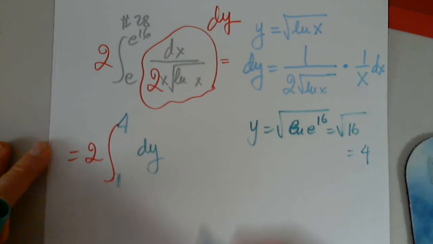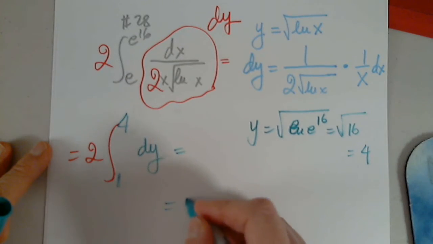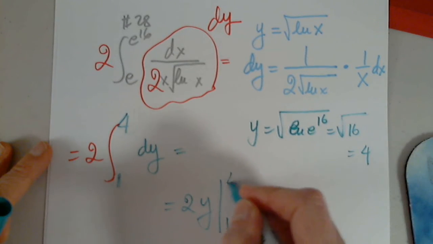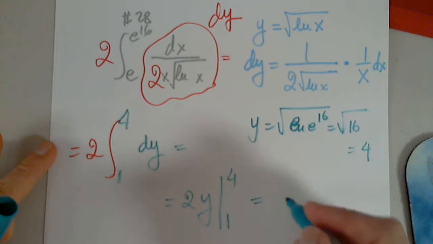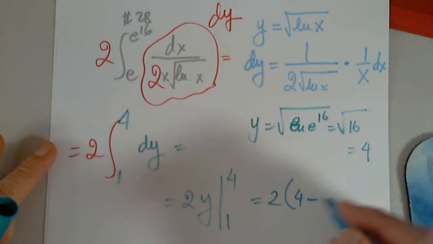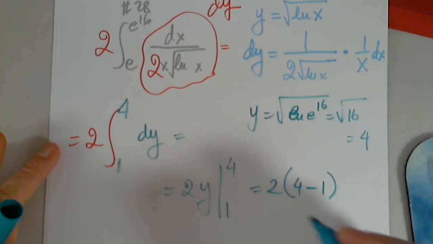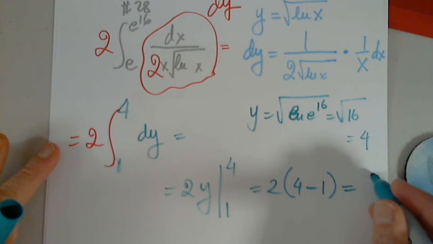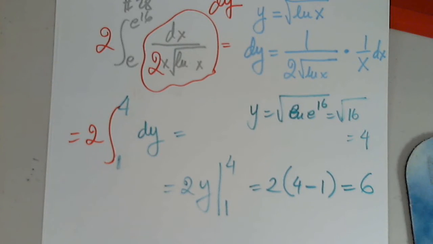It cannot be nicer. So this is 2y from 1 to 4. I plug in 4 minus when I plug in 1. And 2 times 3 is 6. Very nice problem. I love that.